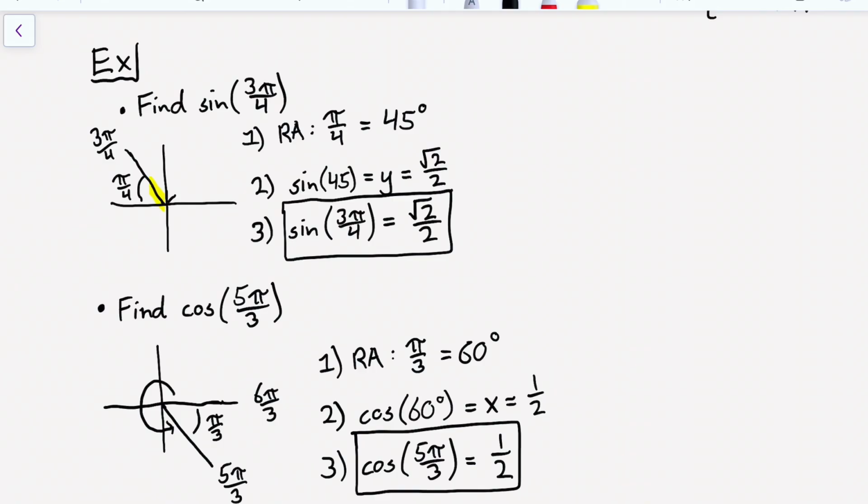It's important to remember that when we're evaluating sine or cosine of an angle, we're carrying out an evaluation of a function. The input is an angle measurement, 3 pi over 4 or 5 pi over 3. The output is a real number, so we're looking for an output number of, for example, root 2 over 2, or 1/2, or 0, or 1. Those are the output values for the sine and cosine functions.